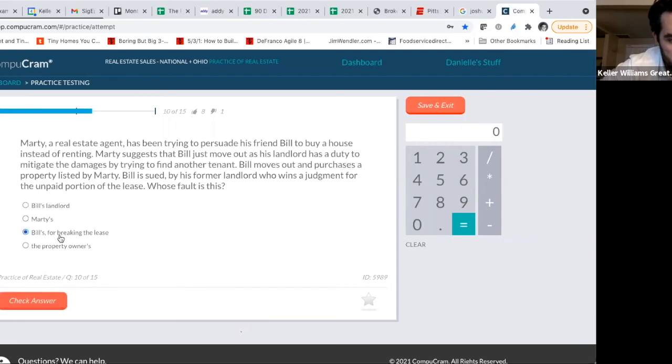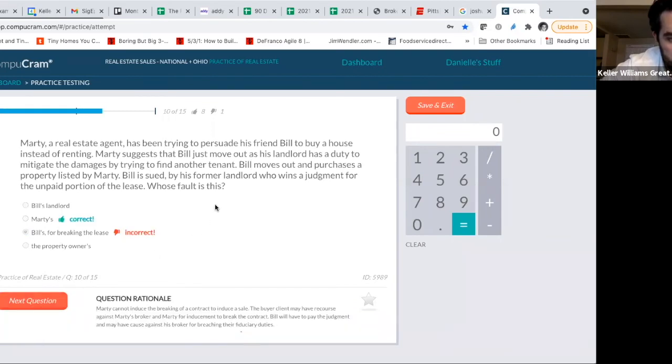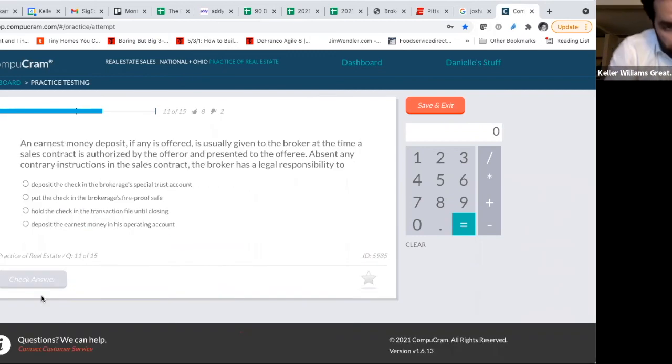All right, we seem to feel that it's Bill's fault for breaking the lease. This is a little bit of a lame question, guys. The fault here lies with Marty because he induced the breaking of a contract to induce a sale. The buyer client in this case, Bill, could have recourse against Marty's broker or Marty for giving him bad information or telling him that he wasn't going to get sued. Bill is going to have to pay the judgment, but you know there is recourse available for Bill.